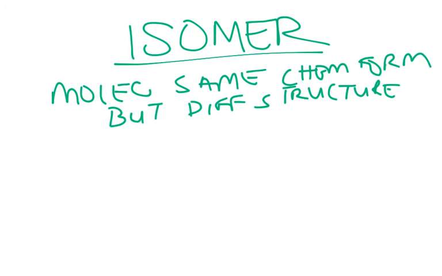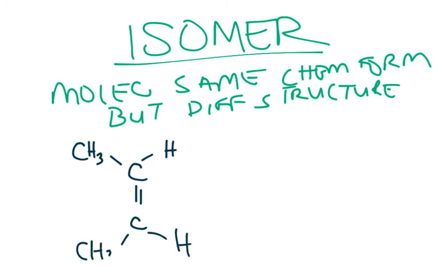For example, butene. Butene is going to have 4 carbons in it. So sometimes we see these carbons double bonded to a carbon. I got a hydrogen on this side, another carbon with some hydrogens over here, hydrogen on this side, another carbon over here. That is one kind of butene.